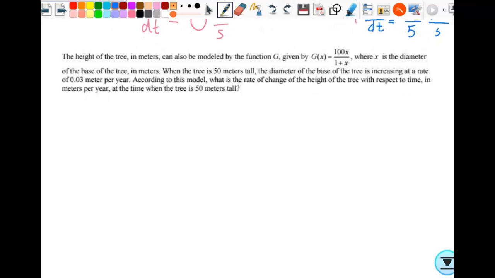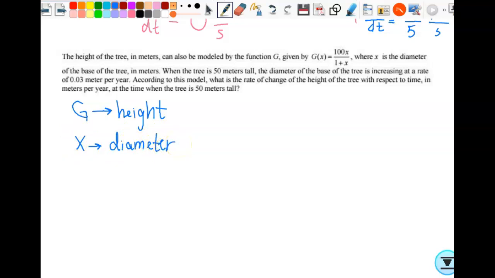All right, height of a tree in meters, given by function g. I'm going to write something down. The height of the tree is given by g, so I'm going to make myself some notes. G is height, and it's given by that function where x is the diameter. X is diameter.